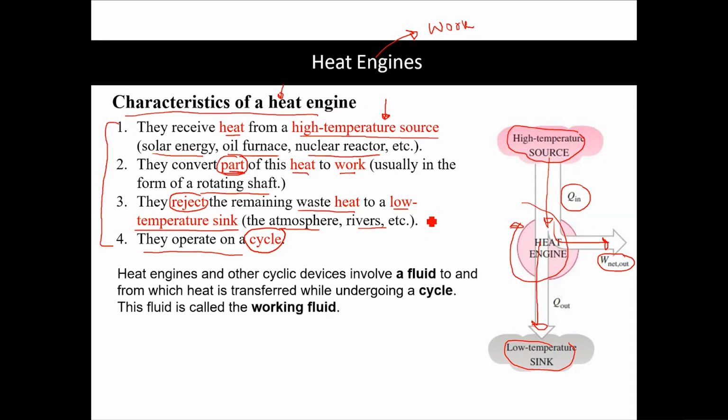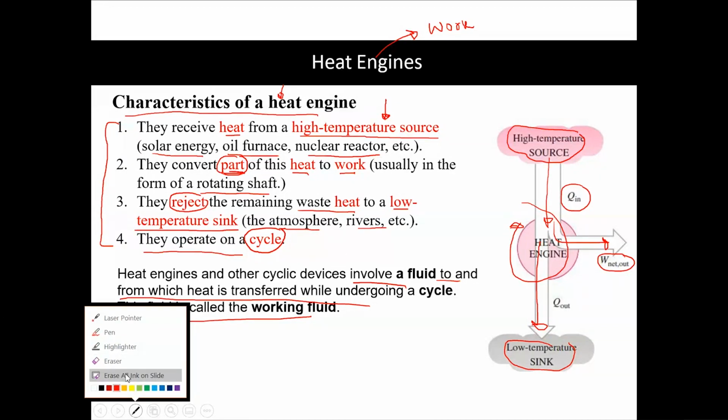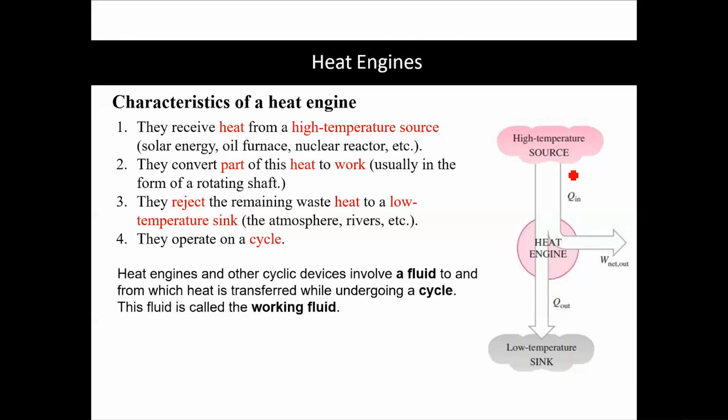Now, heat engines and other cyclic devices involve a fluid to and from which heat is transferred while undergoing a cycle. This is called the working fluid. So heat from the high temperature source is provided to a fluid which is operating within the heat engine. This fluid takes in the heat, produces some work, releases the heat, and comes back to original. Fluid is essential for a heat engine to operate. This is called the working fluid.